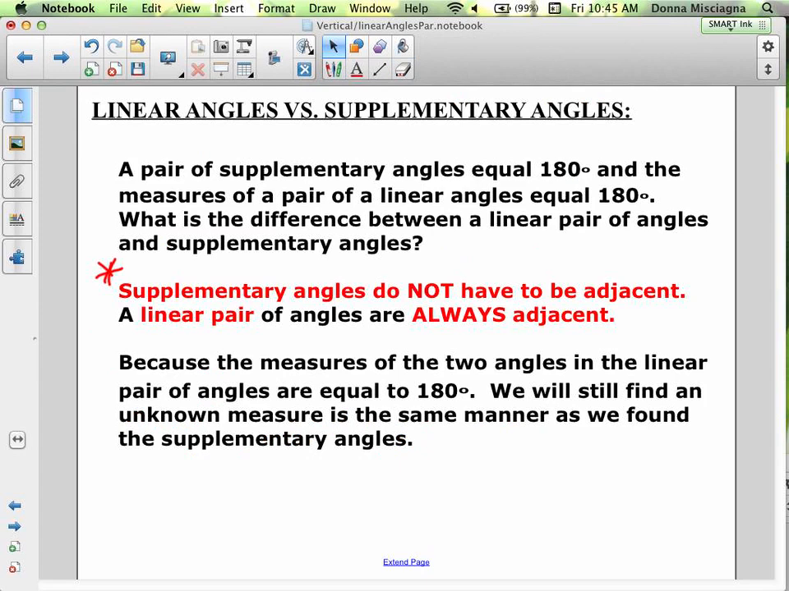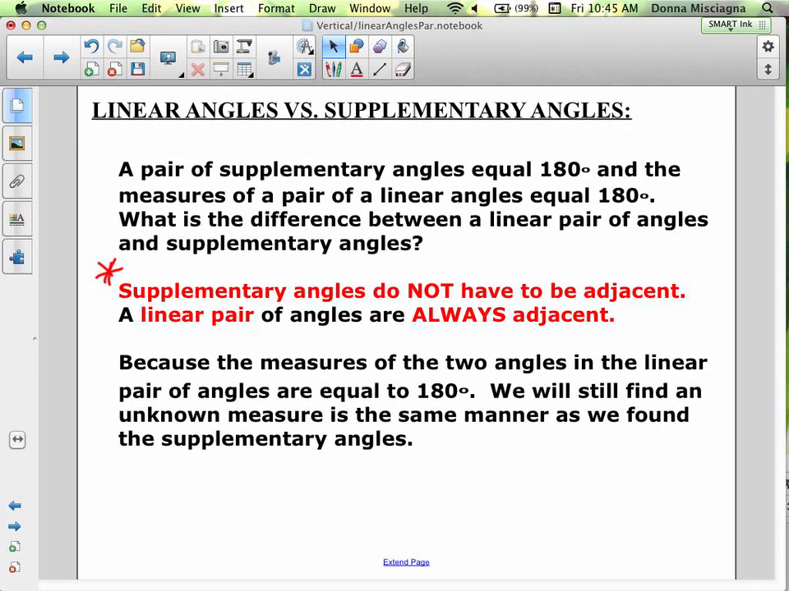So because the measures of the two angles in the linear pair of angles are equal to 180 degrees, you can still find an unknown measure the same way as you find unknown measures with supplementary angles. Right? They add to 180 degrees. It's just that linear pair also have to be adjacent to one another.